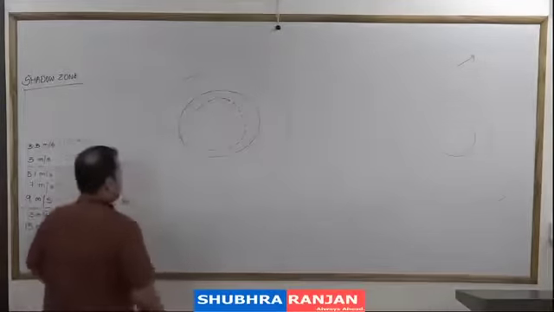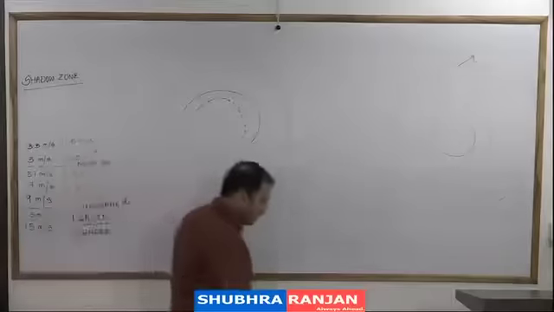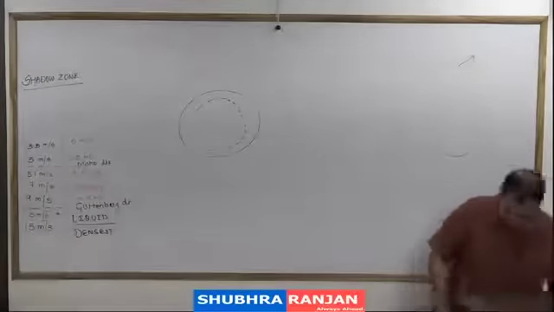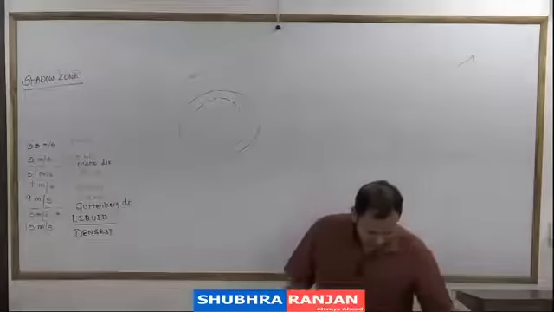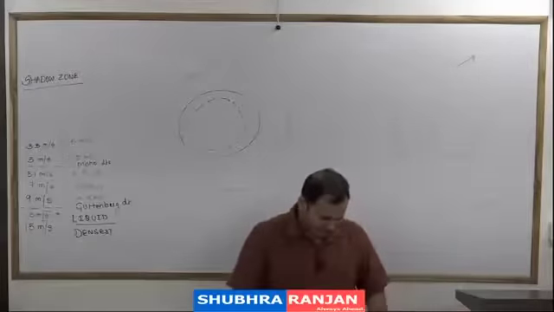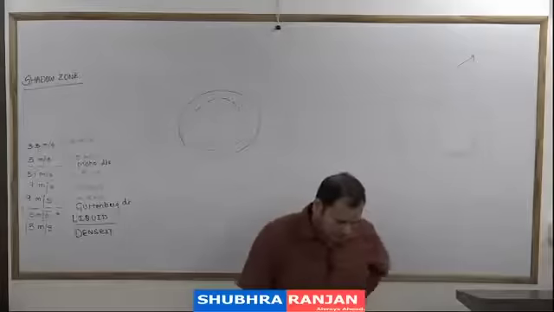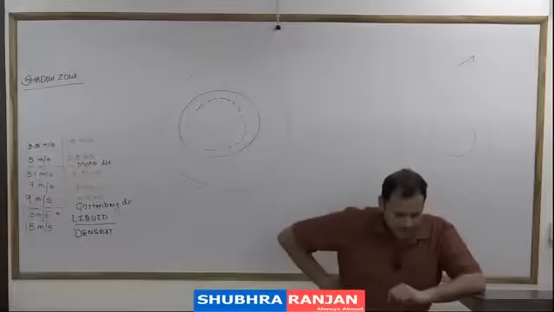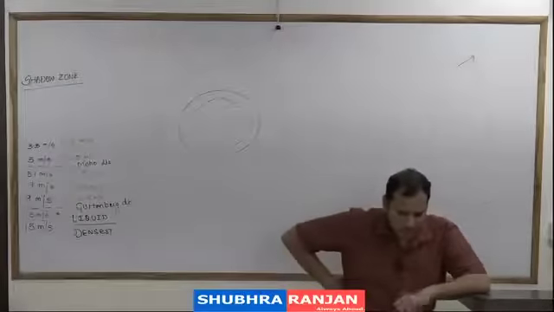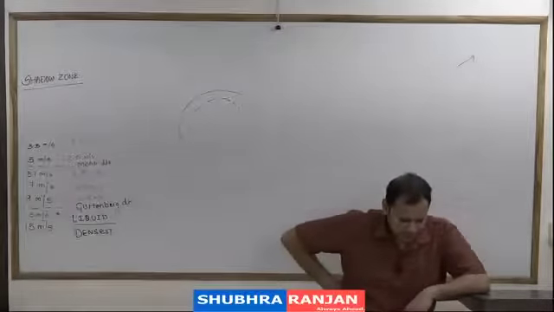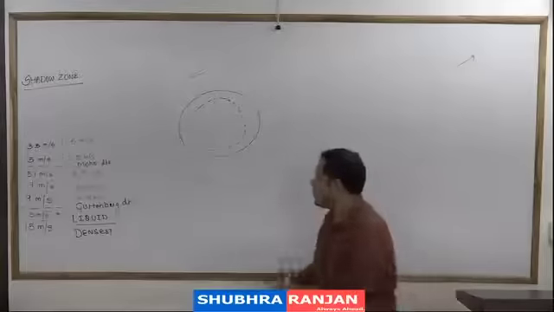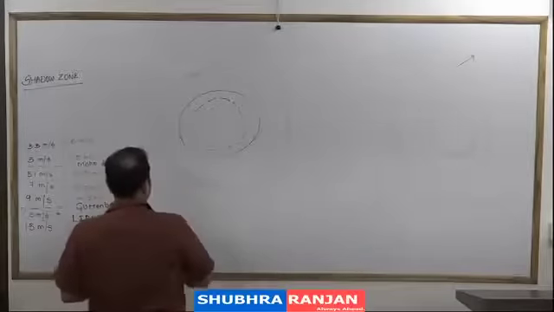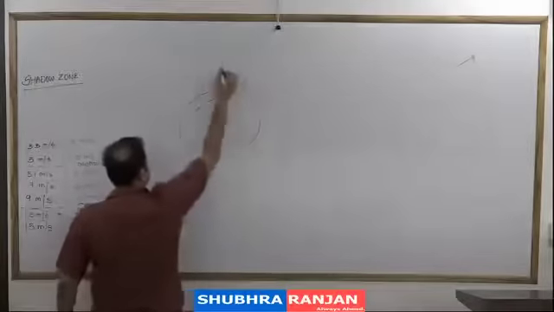And hence the shadow zone of an S wave is greater than the shadow zone of a P wave. So you can take this diagram.